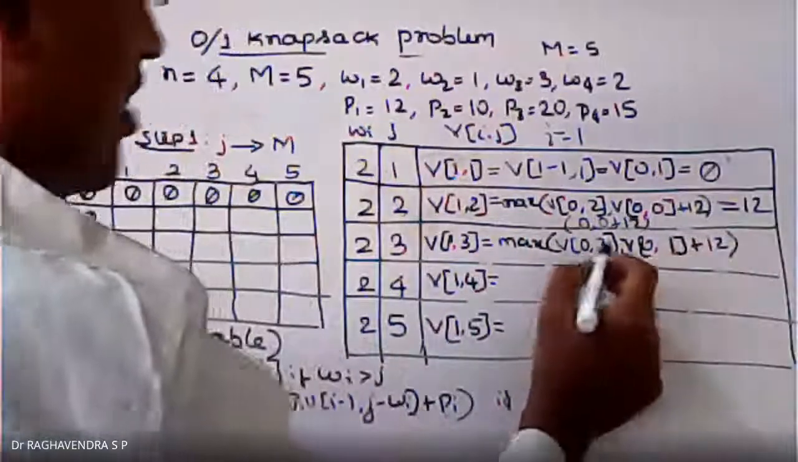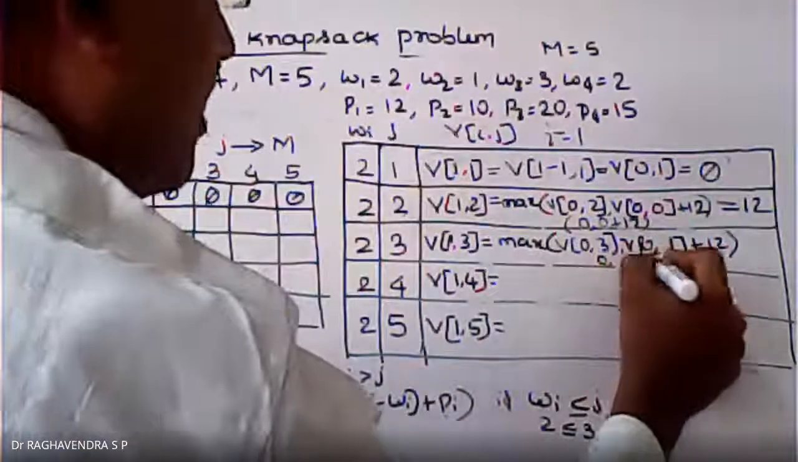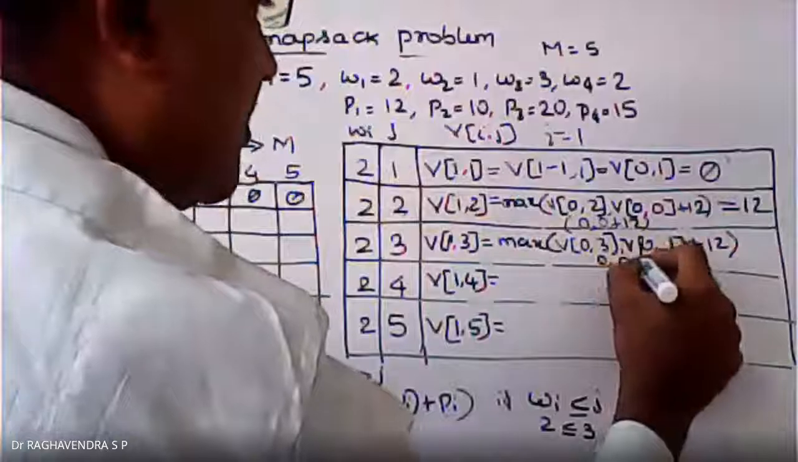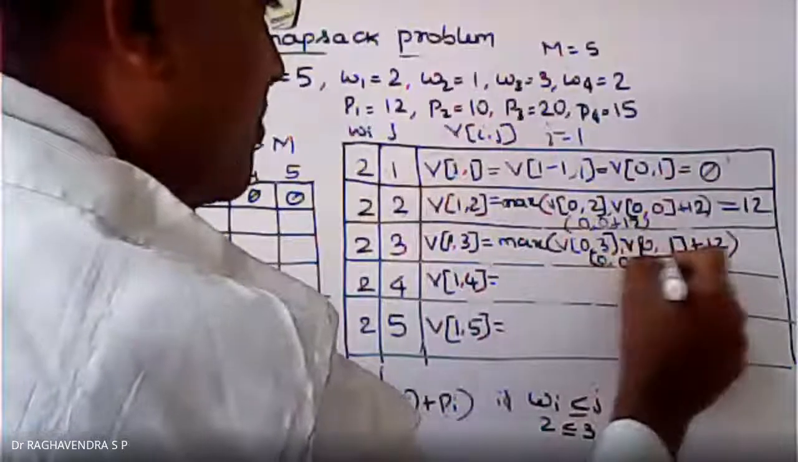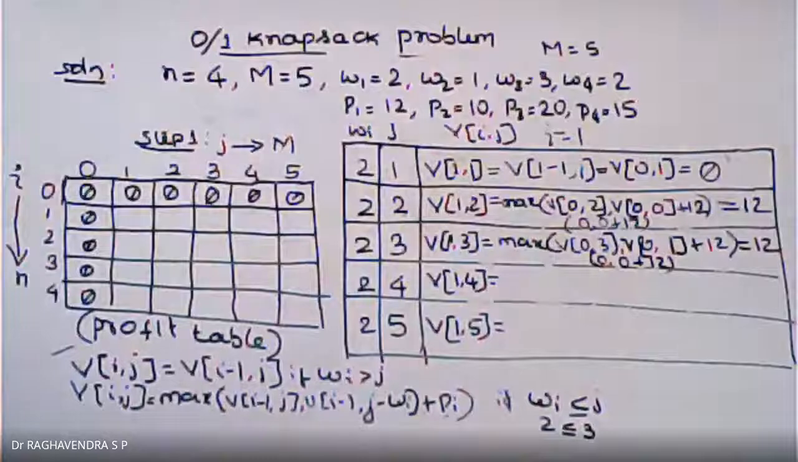Once again, V of 0, 3 is 0, V of 0, 1 is also 0, plus 12. So the maximum value is once again 12. Okay.